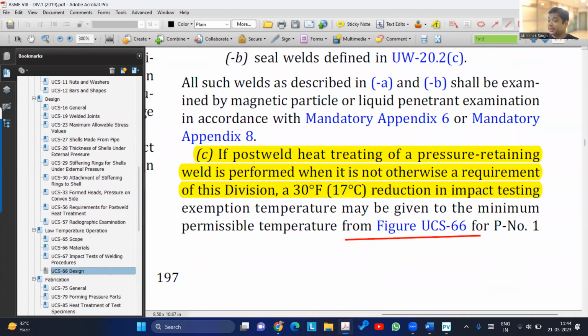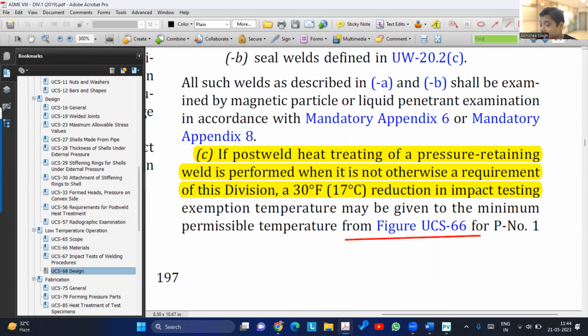Yeah, so someone is asking, please explain the PWHT exemption and what it is saying regarding -40. Okay, so this clause is pretty clear: if post-weld heat treatment is performed when it was not required by this division, that means what? The thickness might be less than 38 mm, if we're talking about P number 1 material, because this clause is applicable for P number 1.